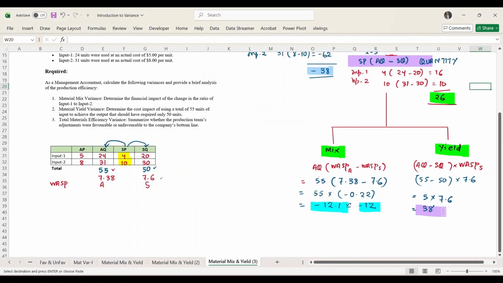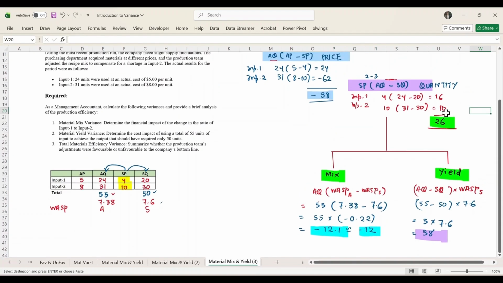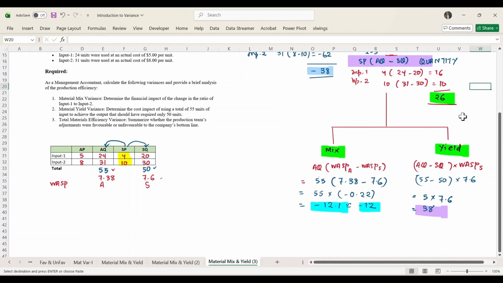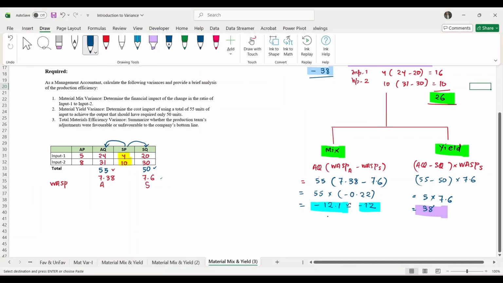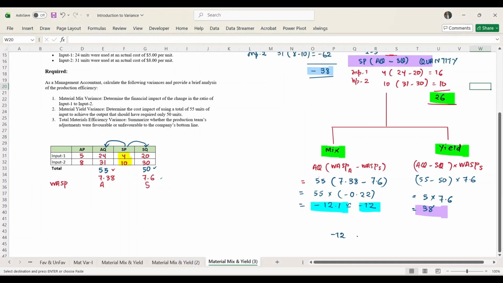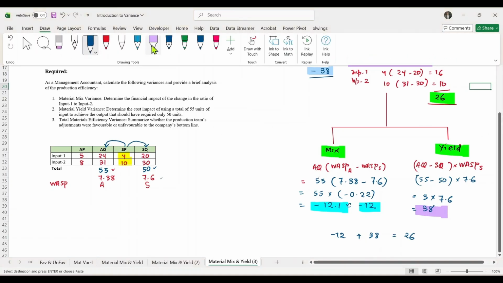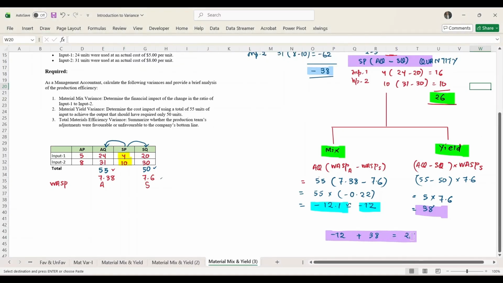So now to check whether this quantity variance is equal to mix variance plus yield variance, let's check it. This minus 12 plus 38 becomes exactly 26. So to answer the question here, this is all right. This mix variance formula is all right now.